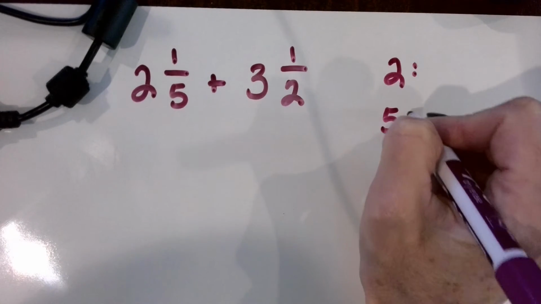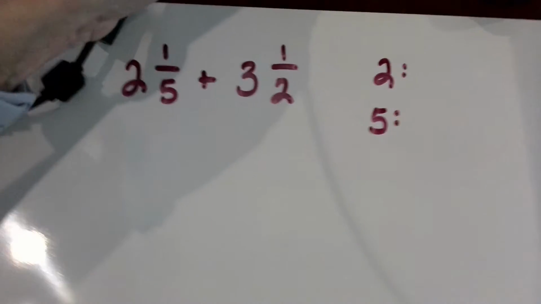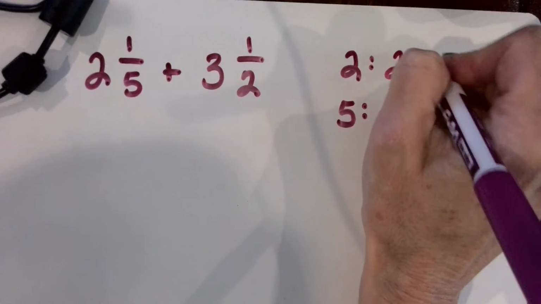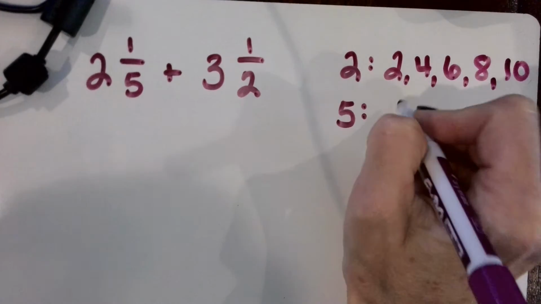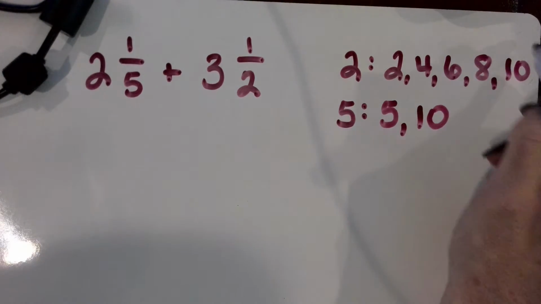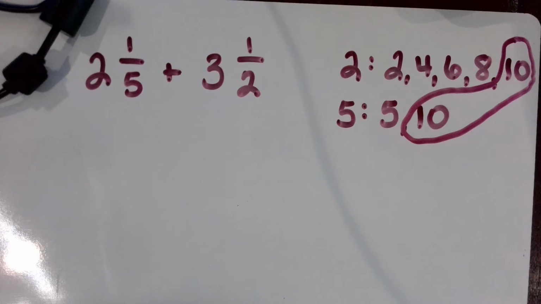So I'm going to start by listing out my multiples of 2 and 5. So I've got 2, 4, 6, 8, 10, and 5, 10. And I see that my first one they have in common is this 10. So that's going to be my common denominator.